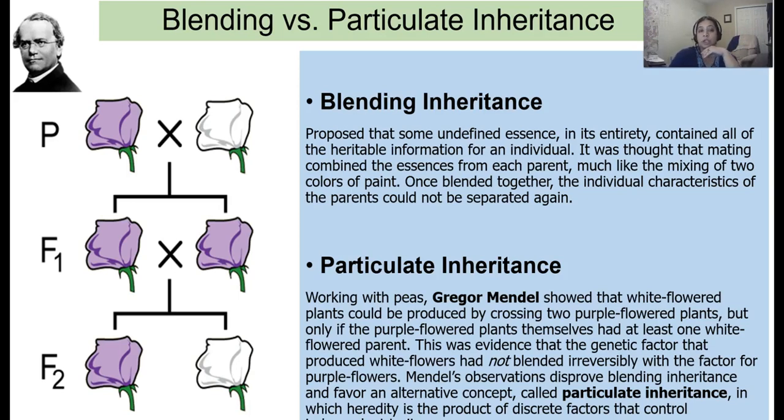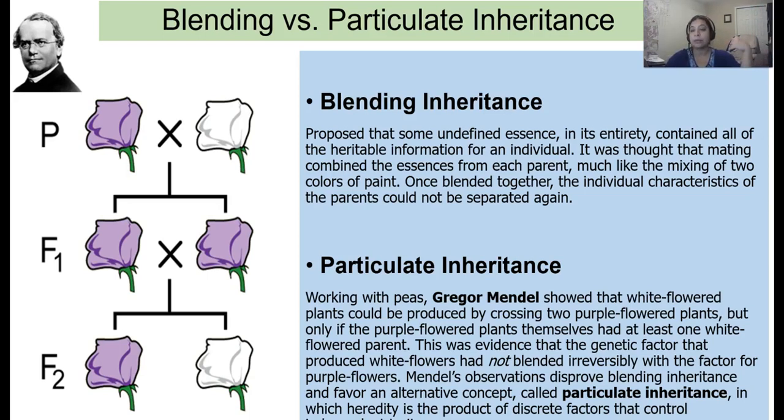So if he took a purple plant and crossed it with a white flowered plant, the first generation would only get all purple plants. However, in subsequent generations, he began to see some white plants come out as well. So it was not that white flowers were irreversibly lost. They could come out again. It was a trait that could be seen again, though maybe not in every generation.